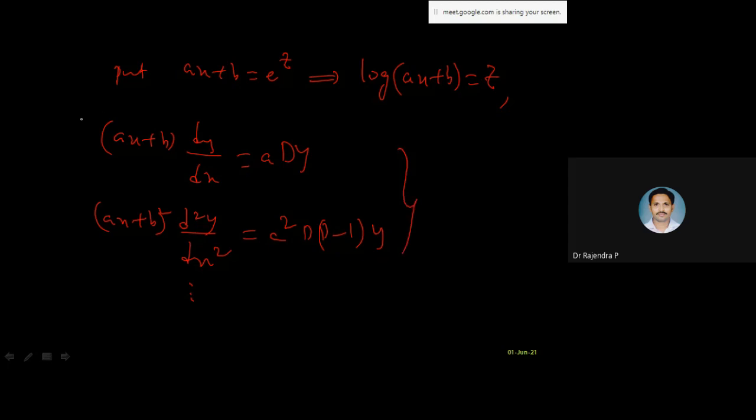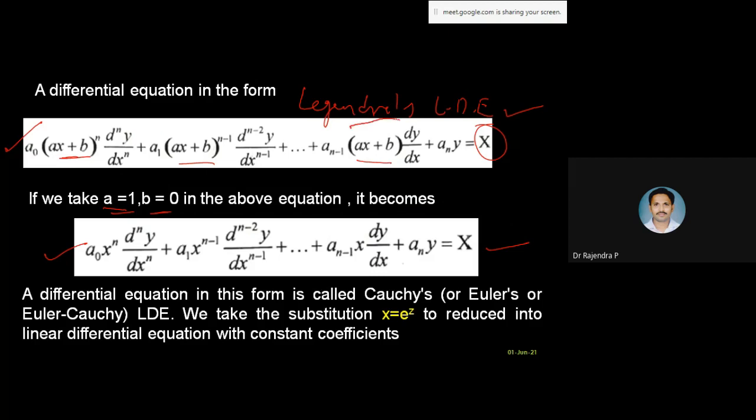We are reducing Legendre's linear differential equation to a linear differential equation with constant coefficients. That is the reason. Don't expect higher order; only second order we will get here. Here D stands for d by dz. Also, observe that this particular term will exist in your general equation. See here, this is the term.